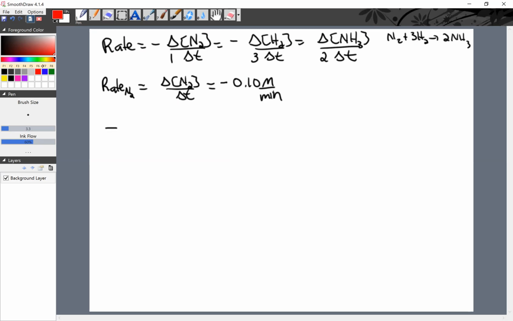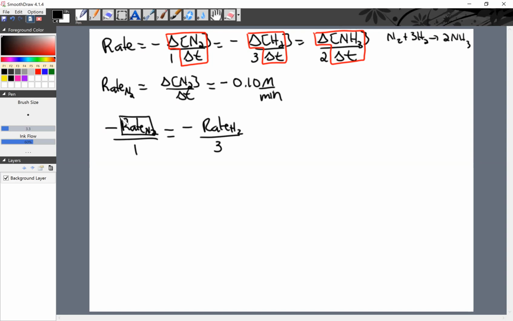You know what? Before I do that, I want to highlight some things. That is the actual rate. So all of those letters and symbols, that is the rate. So don't forget that. So the negative rate of N2 divided by 1 is equal to the negative rate of H2 over 3. Okay, that's another way to visualize it. And I know this piece.